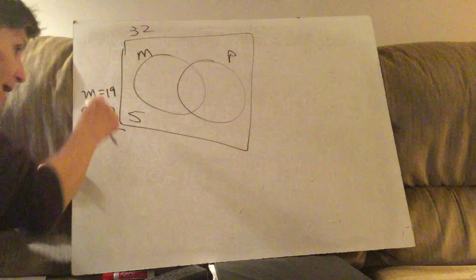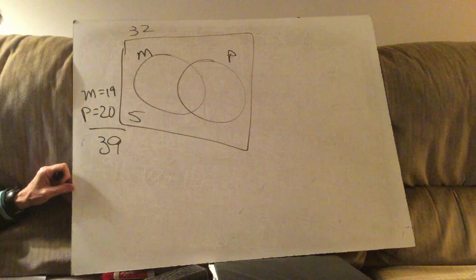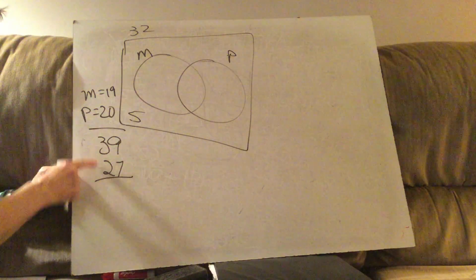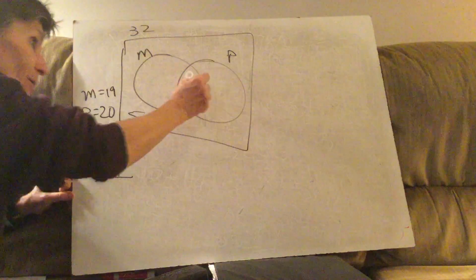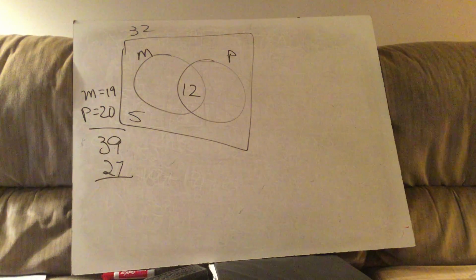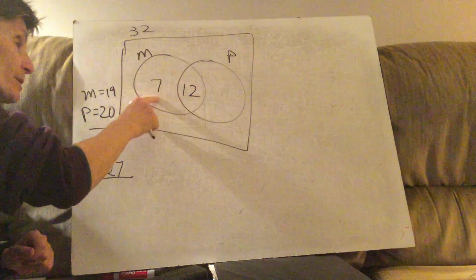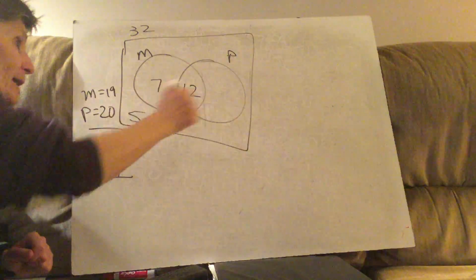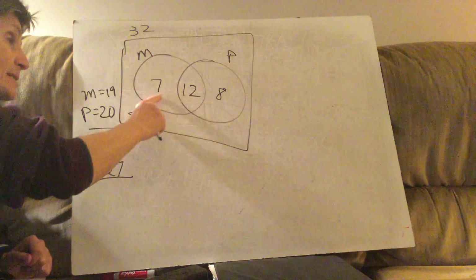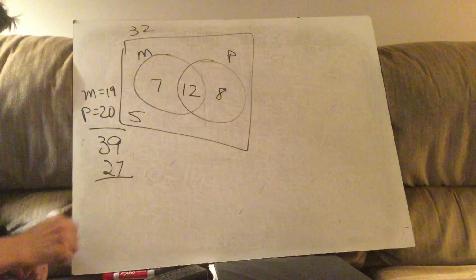But according to my vote counts over here, there are 39 activities happening. Well, if there are only 27 kids to do 39 activities, then 12 of them are doing both, because there are 12 extra activities happening. That means 7 kids are here because that has to be 19, and 8 kids are here because that has to be 20. And sure enough, 8 plus 12 is 20, plus 7 is 27, plus 5 is 32. So there it is. That's how it shakes out.